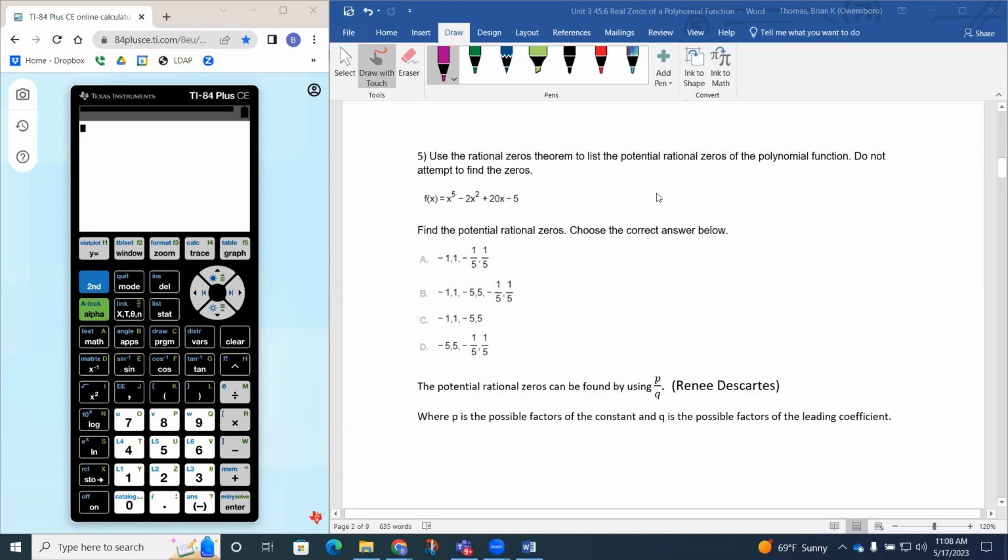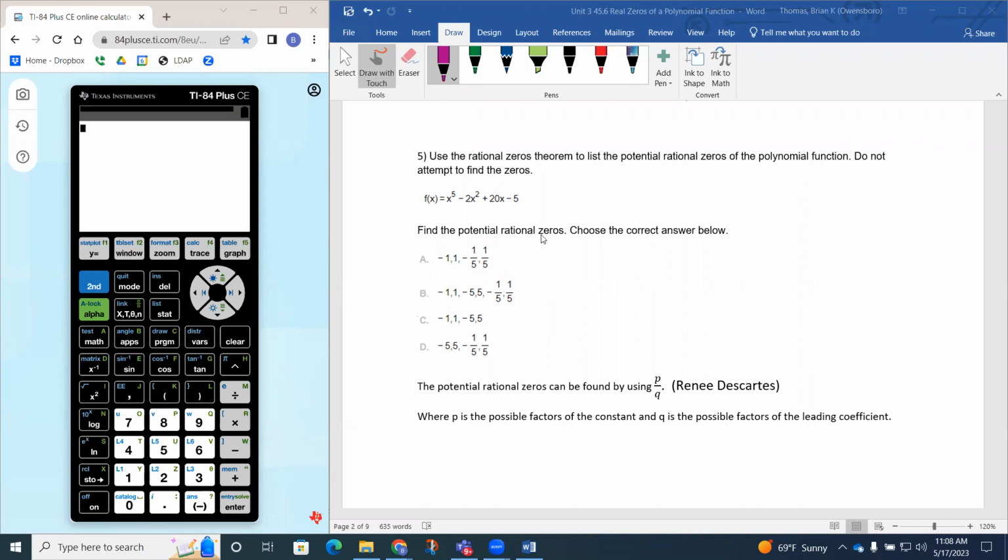So question 5 says, use the rational roots theorem to list the potential rational roots of the polynomial function. Do not attempt to find the actual zeros. So we just have to find potential rational zeros. Remember, rational zeros can be fractions, decimals, integers. It's kind of what we're talking about.